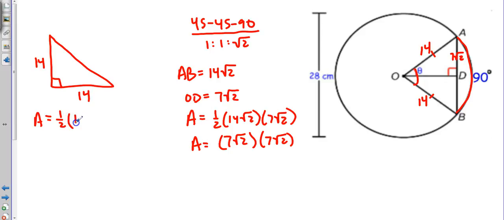The base times the height. So the area equals 7 times 14, which if you simplify this is going to end up being 49 times root 2 times root 2, which is just 49 times 2, and that's equivalent to this expression. So either way you do it, this is actually an easier way if you recognize it, but this is the way that I did it on the answer key, and that's where I came up with 7 root 2 times 7 root 2.